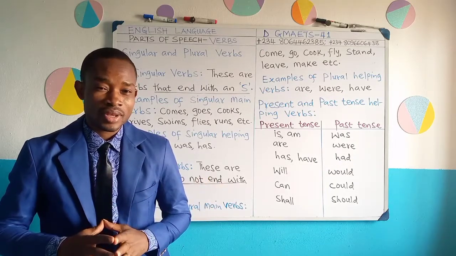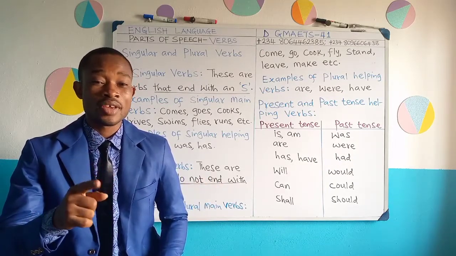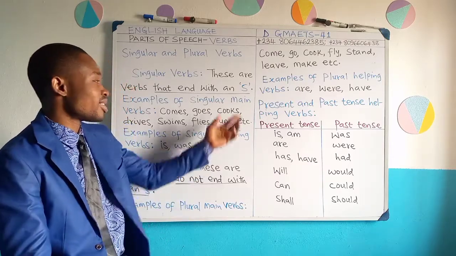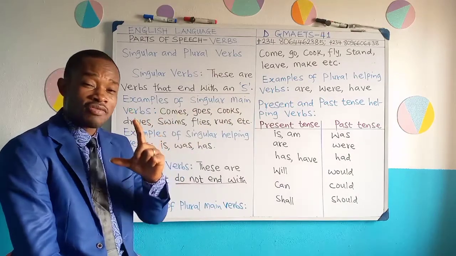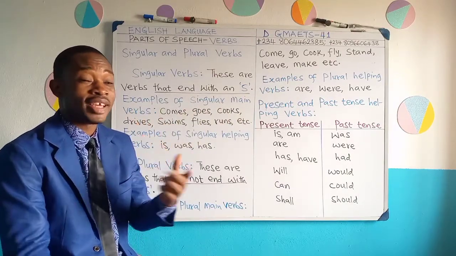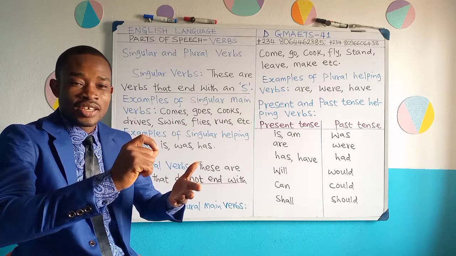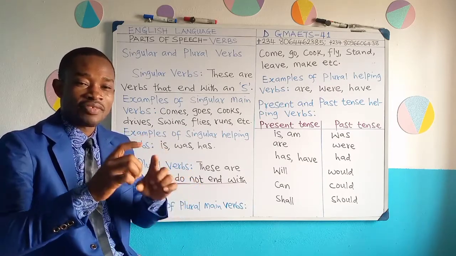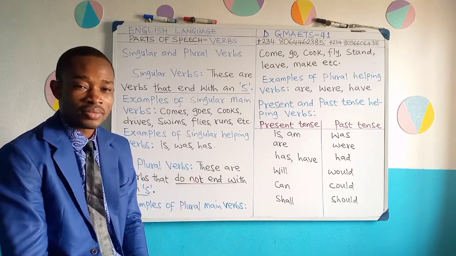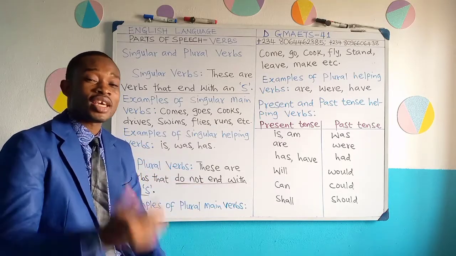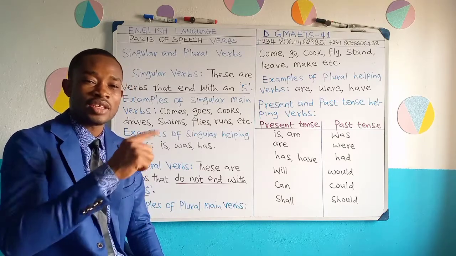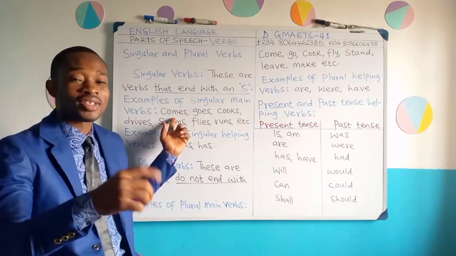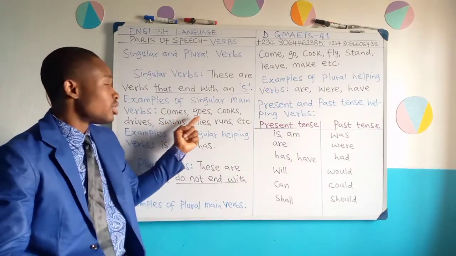A singular verb is a verb that ends with an S. A verb that ends with what? An S. You can say that. So if you give an example of a verb and then you spell it, and the spelling ends with S, that verb is a singular verb. Example, when I say comes, the spelling is C-O-M-E-S. Alright? So it's singular because it ends with an S.